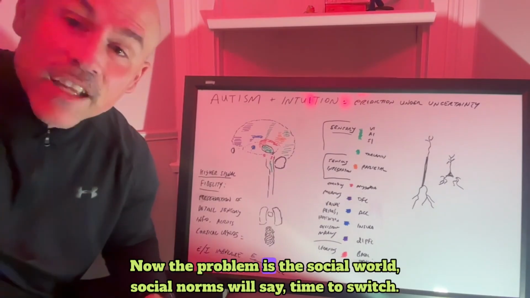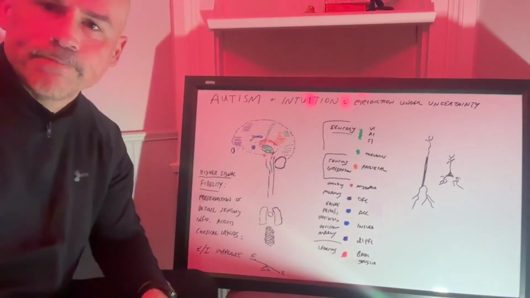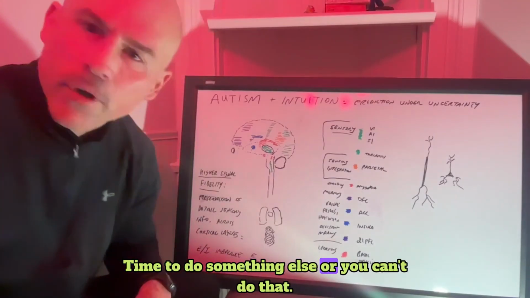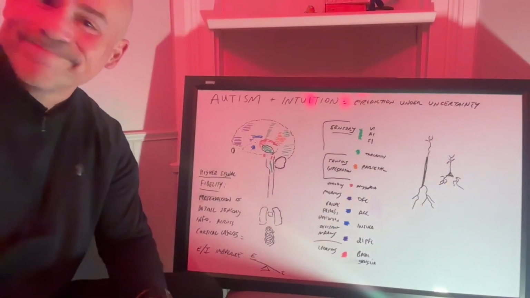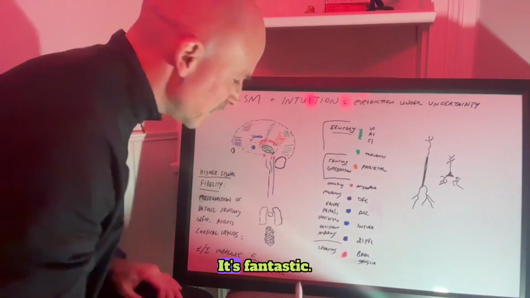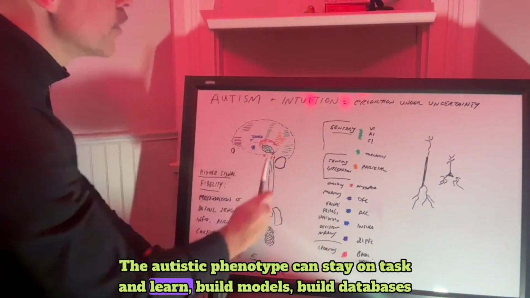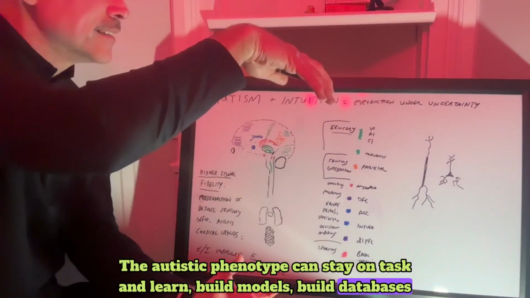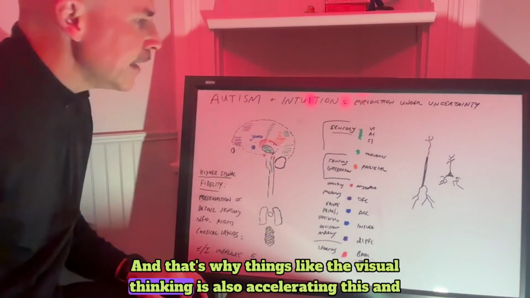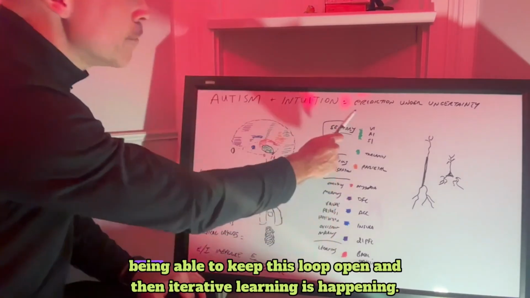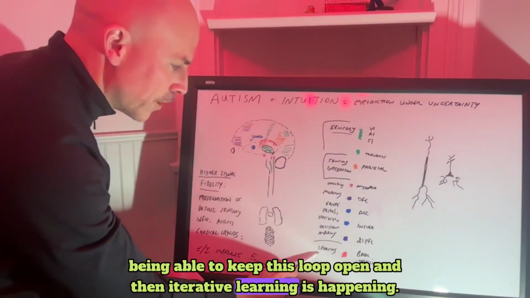Now, the problem is the social world, social norms will say, nope, time to switch. Time to do something else. Or you can't do that. You have to learn this subject instead. Great. It's fantastic. The autistic phenotype can stay on task and learn, build models, build databases for certain things. And that's why things like visual thinking are also accelerating this and being able to keep this loop open. And then iterative learning is happening.